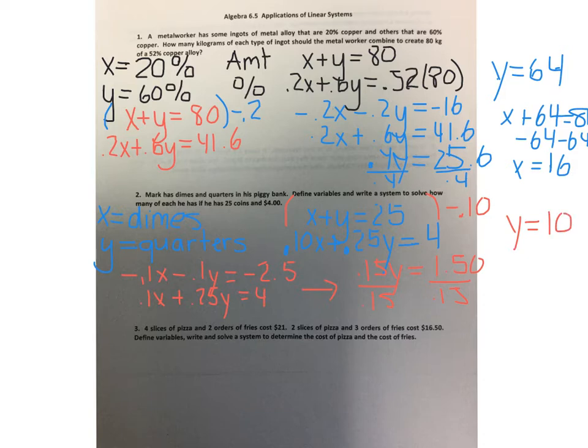Then I could plug in and figure out how many dimes I have. So if I have x plus 10 equals 25, I can subtract 10 from both sides, and I'm going to end up with x is equal to 15.